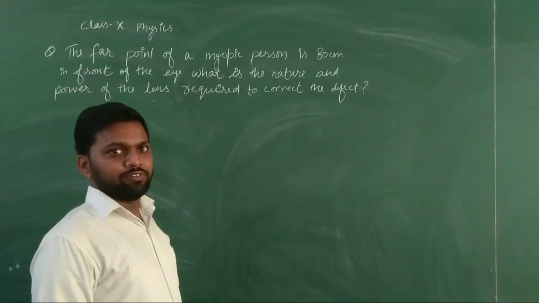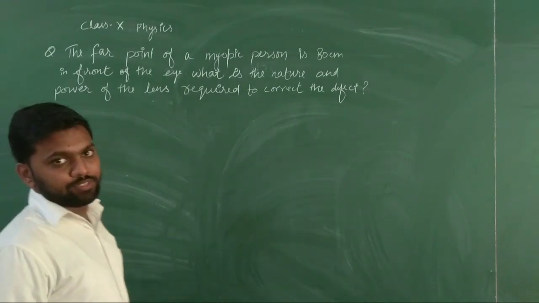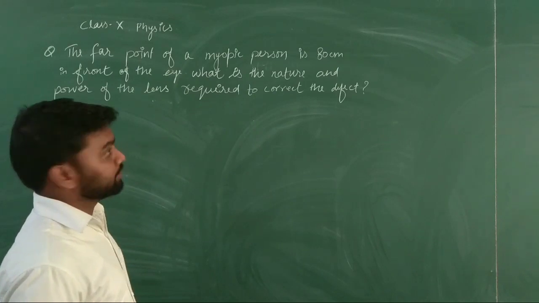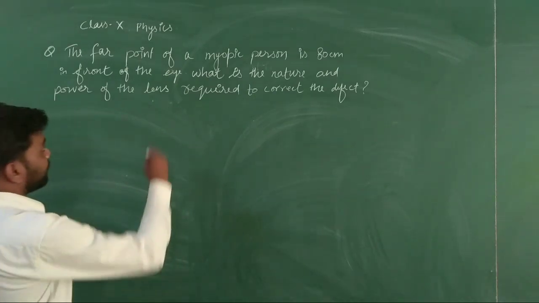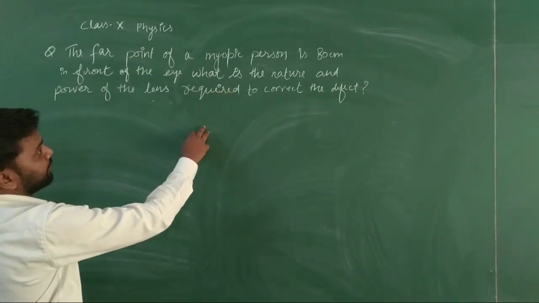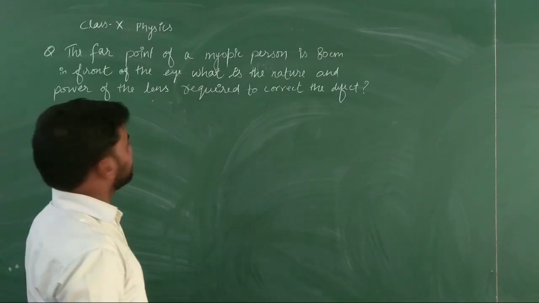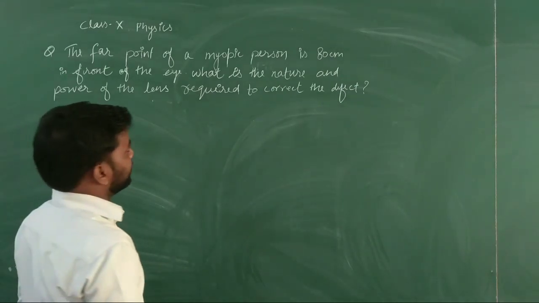Hello students, today we will try to solve a numerical based on myopia, which we have discussed in the previous session, and it is a topic of class 10 physics, human eye and colorful world. So the question is, the far point of a myopic person is 80 centimeter in front of the eye. What is the nature and power of the lens required to correct the defect?